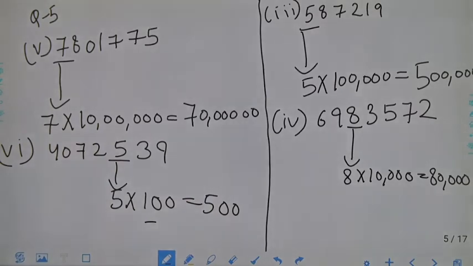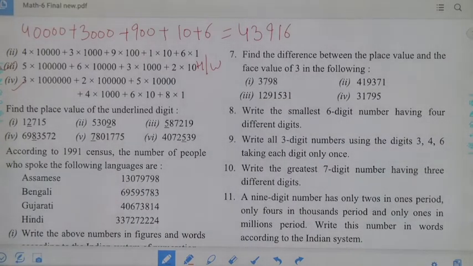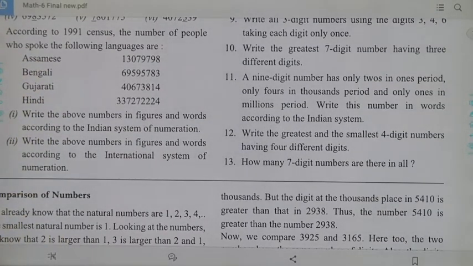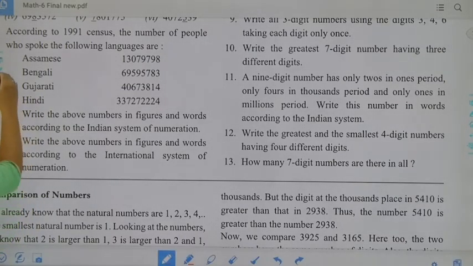Okay, students. Question number 5th is completed. Now, move towards the next question. That is question number 6th. According to the 1991 census, the number of people who spoke the following languages are the Assamese, Bengali, Gujarati, and Hindi. Write the above numbers in the figures and word according to the Indian system of numeration. Students, in this question, we have to write the numbers in words.